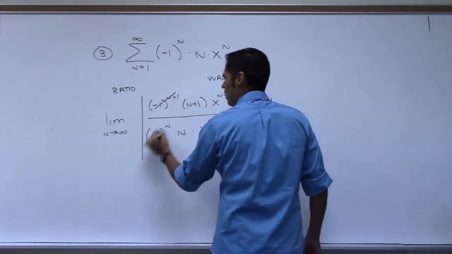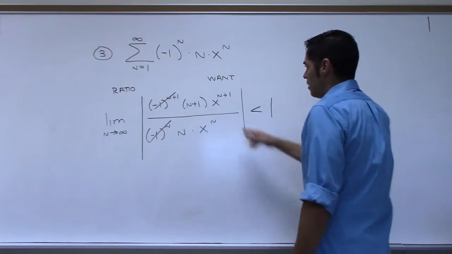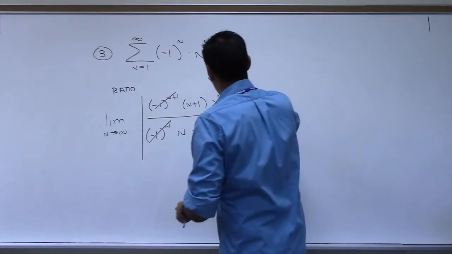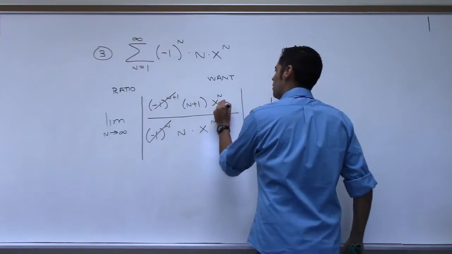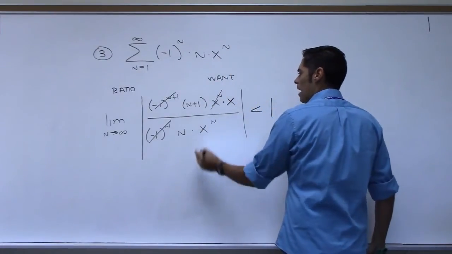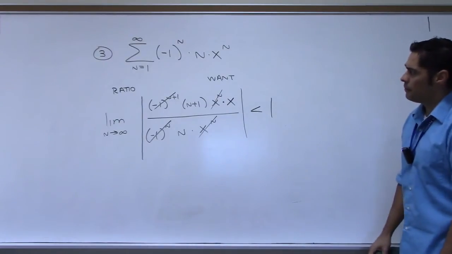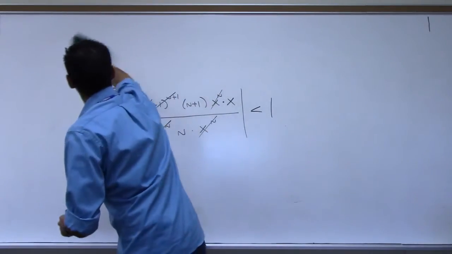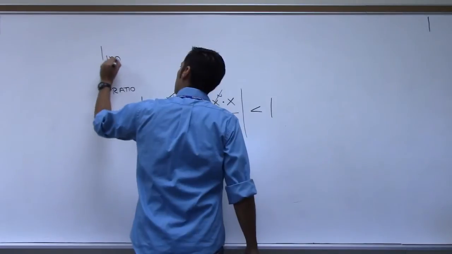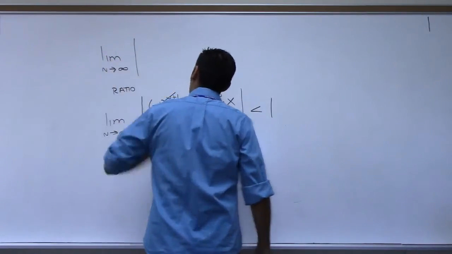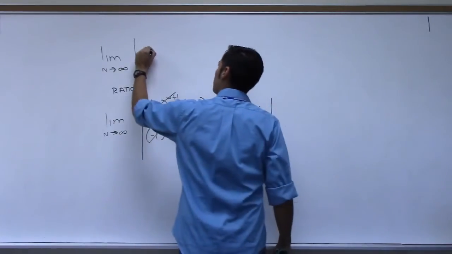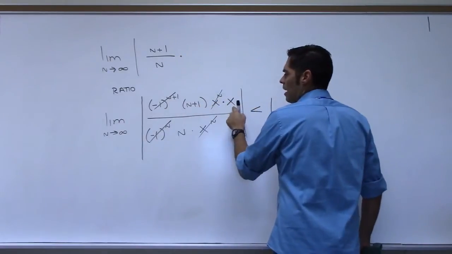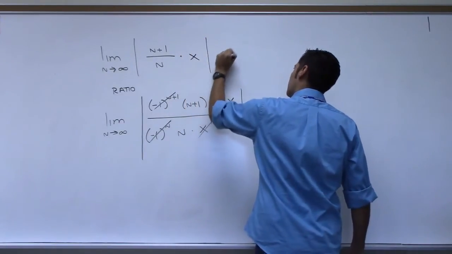I don't have to pay attention to the negative ones. I can rewrite my x to the n plus 1 as x to the n times x, and that allows me to cancel out these x to the n's. So what I have now is the limit as n goes to infinity, the absolute value, of n plus 1 on top over n on the bottom, and notice I'm separating all of that from the x factor, which is here. I want that to be less than 1.